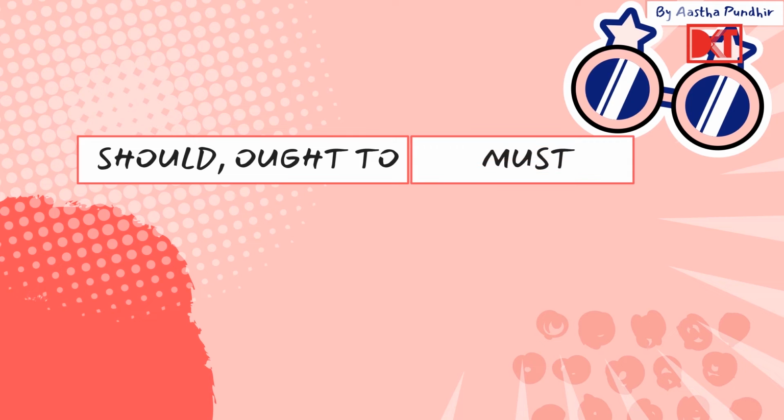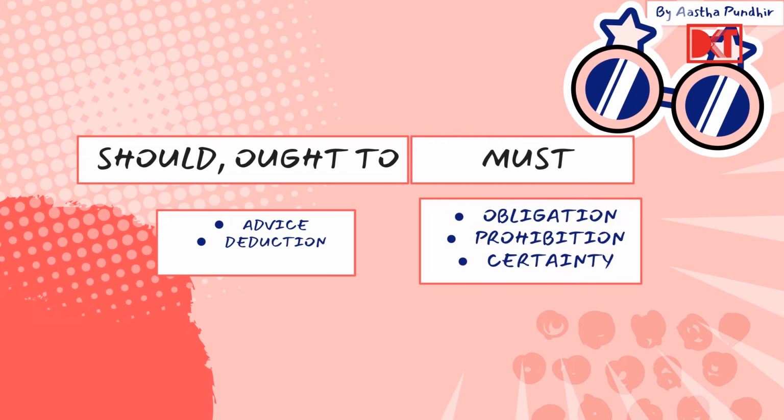Here we have should, ought to, must. So when do we use these? When we have to give certain advice, like you should wear the red dress, or maybe some sort of deduction we're providing. And we have must, used for a certain obligation. Remember, for obligations you always use must. For certain prohibition you use must. For certainty you use must.